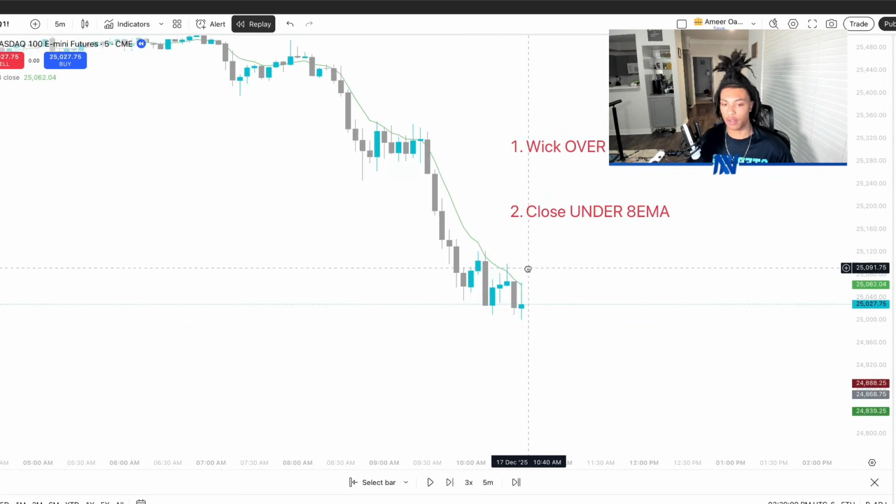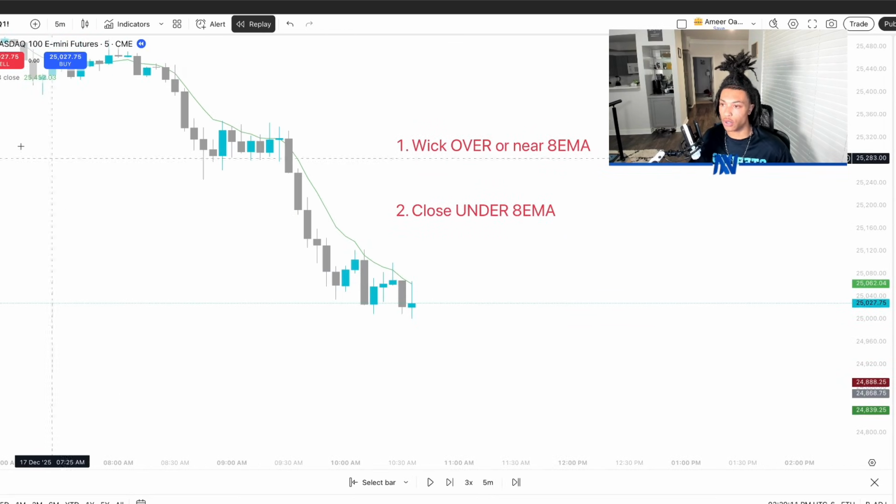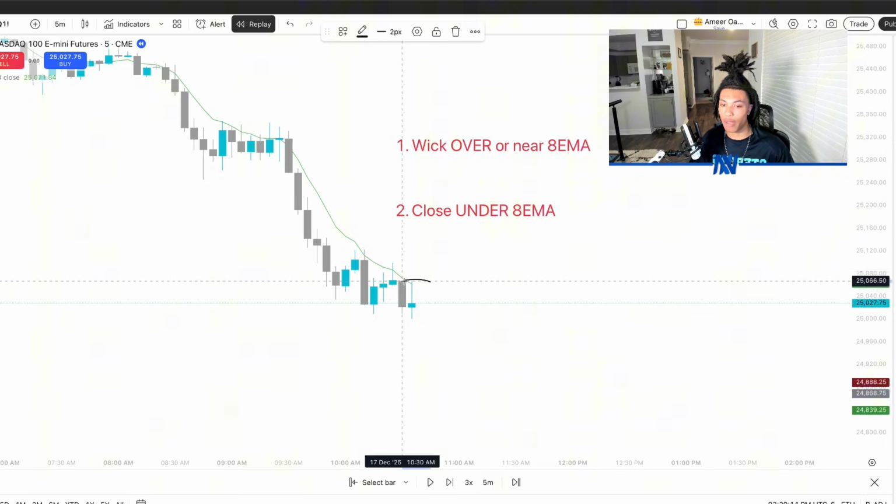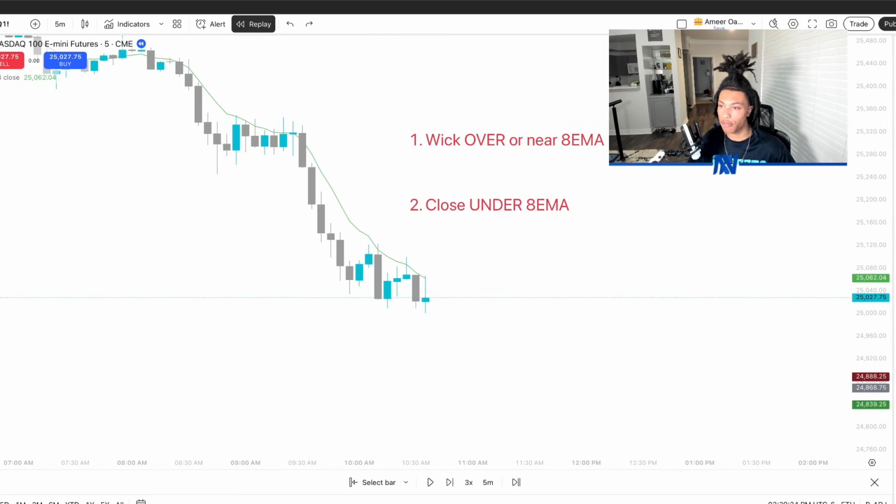So I can come to a valid conclusion that once it comes to this 8 EMA one more time, it's going to simply come to the 8 EMA, respect it, and then come back to the downside and hit our take profit. And that's essentially what happened today. We hit our take profit super quick because price came to this 8 EMA, wicked slightly over it, and then came down to close right here, and it hit our take profit.